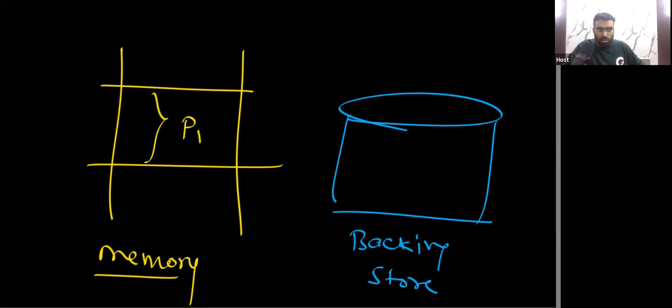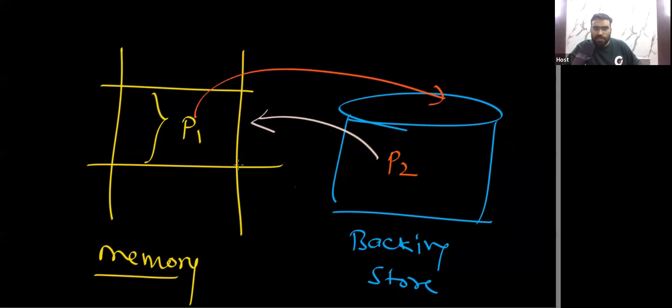Okay, this is the backing store. Now you tell me, if you want to execute P2, but let's assume in the main memory there is no space, then what will the operating system do? Then the operating system will put this program here and it will load P2. This is called swapping. Yes or no? See, very simple point.